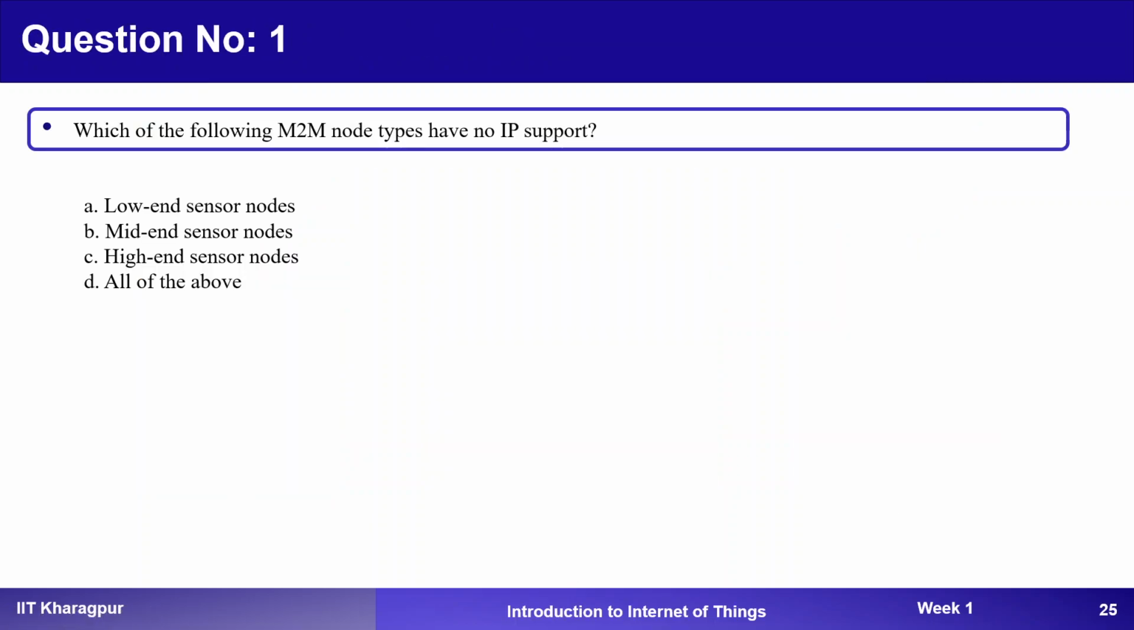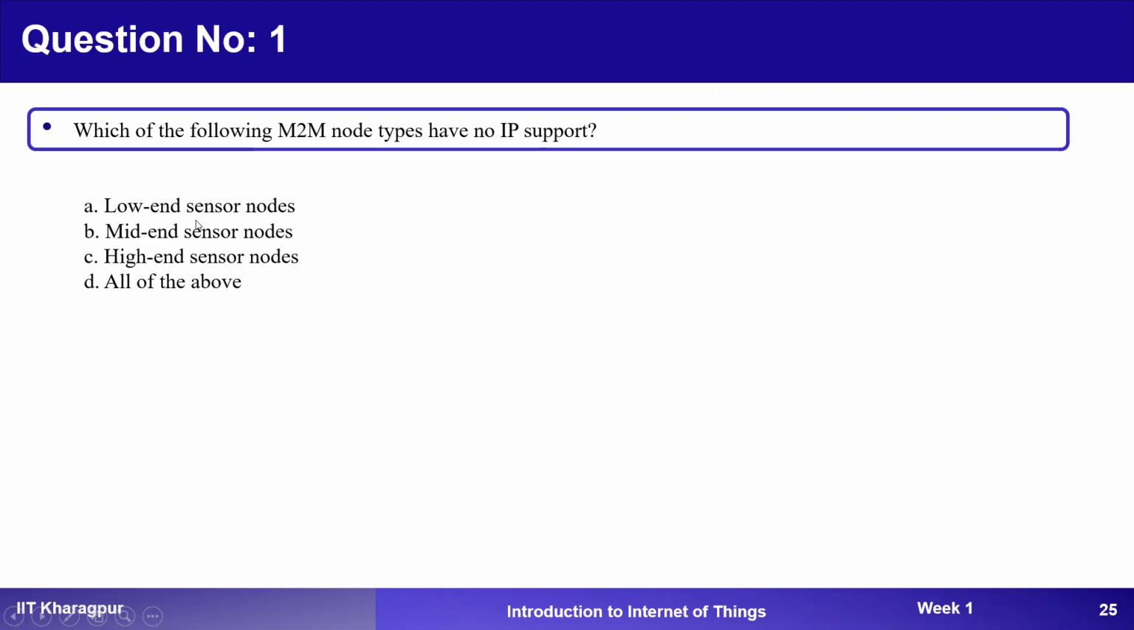Now we will discuss the questions of your week 4. I hope that, since I have discussed the summary of your week 4 lectures, you will be able to give answers to these questions. First question: which of the following machine to machine node types have no IP support?